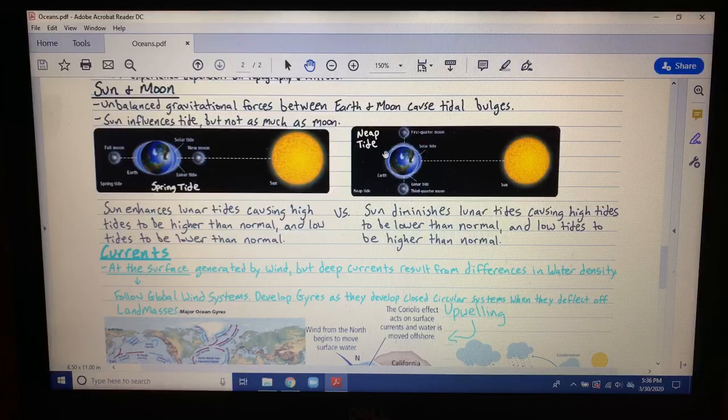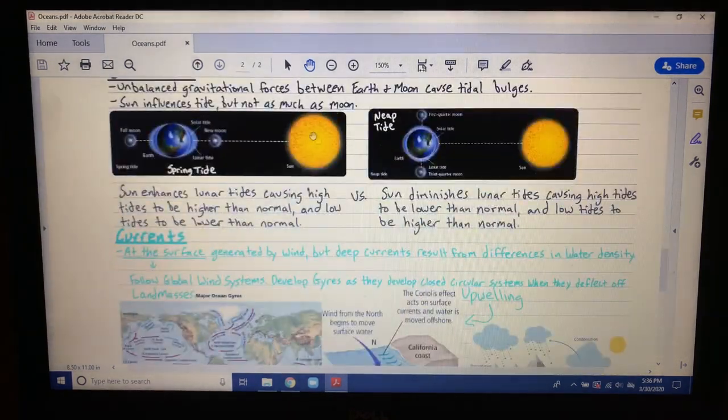And then during the neap tides, when we're in the first quarter and third quarter moons, the sun is not going to enhance but diminish lunar tides, causing high tides to be lower than normal. So high becomes lower, and low becomes higher. It's the backward effect of what happens with the spring tide.